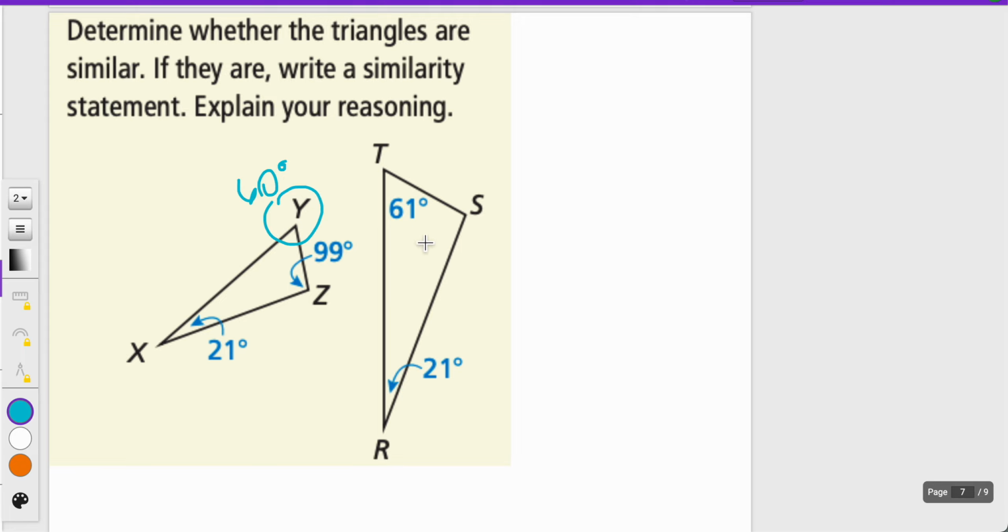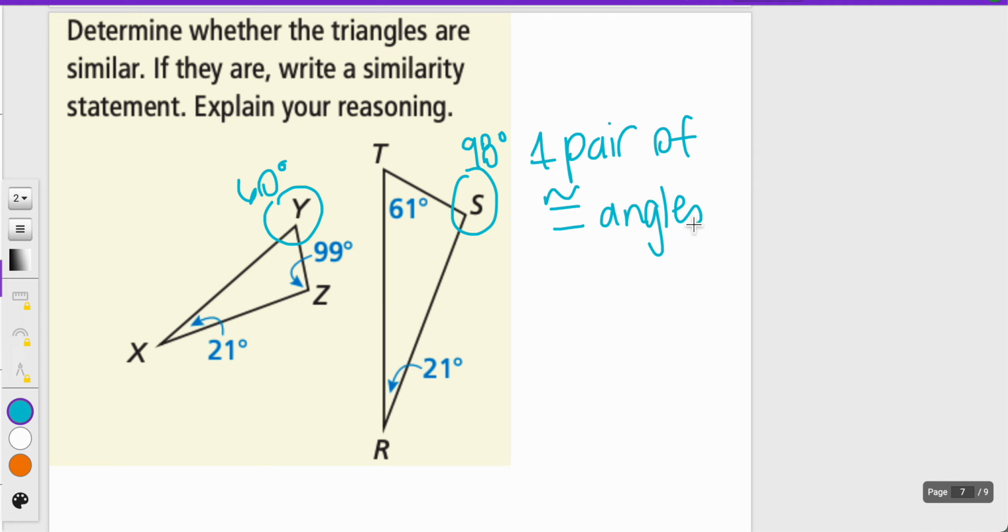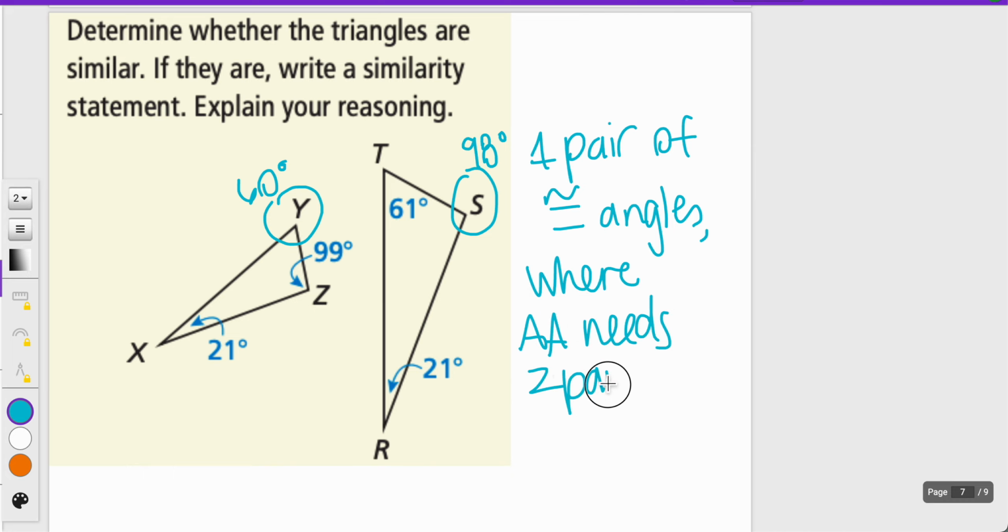So this one, it probably is not going to match up. This one I have 21, 61, that gives me 82. Subtracting from 180, I'm going to get 98 for angle S. And I don't have two angles that I can match up, so there's only one pair of congruent angles, where AA needs two pairs. So no, not similar.